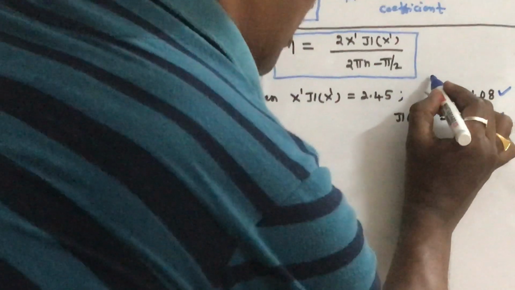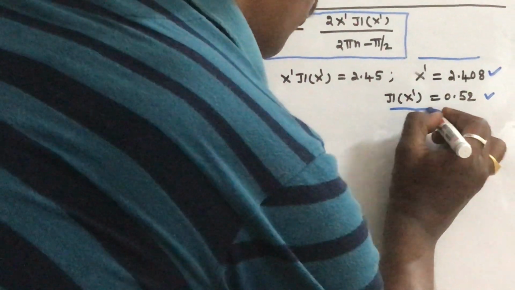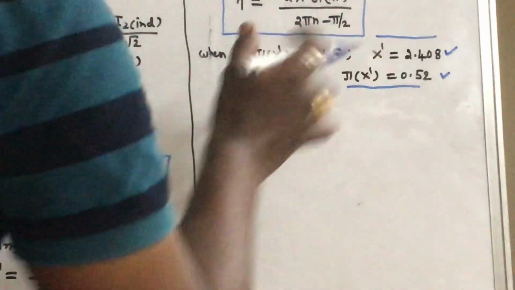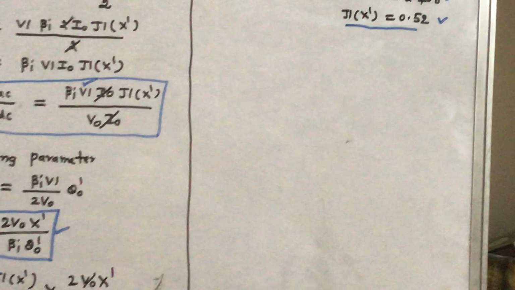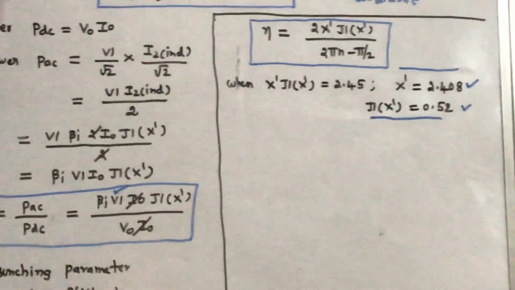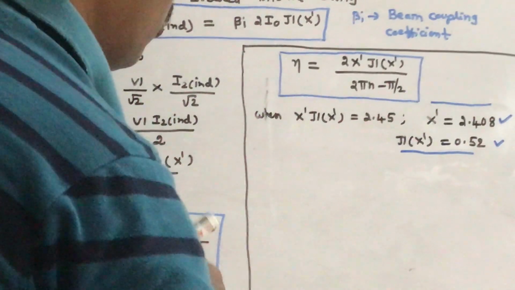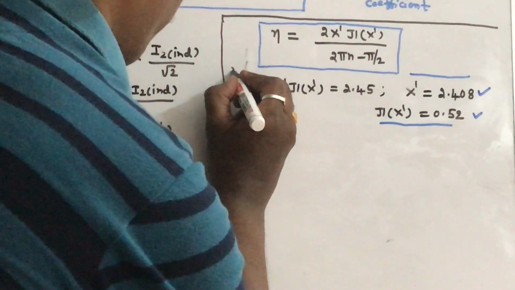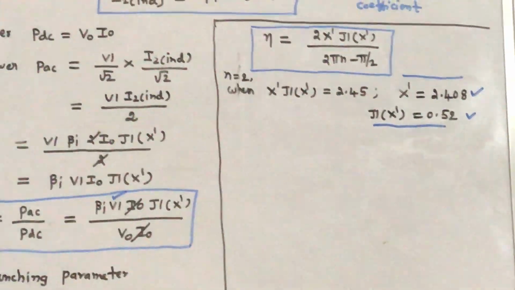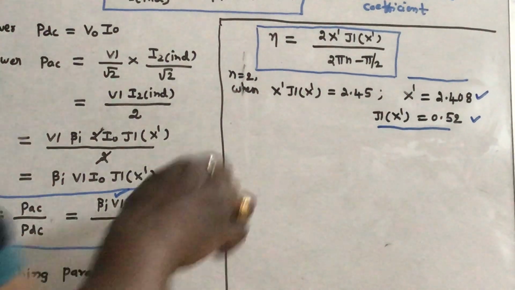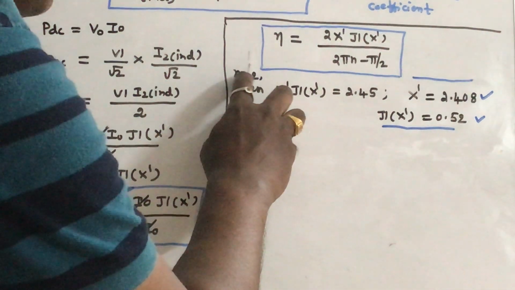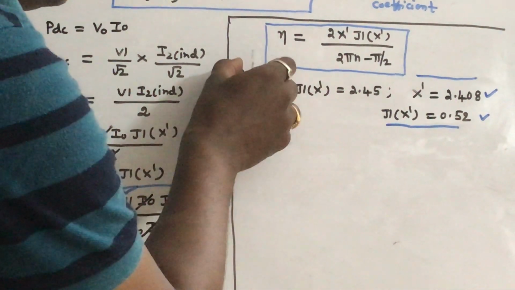So you have to remember these values. At these values only the maximum efficiency of the reflex klystron occurs. So substitute these values. All this comes for n is equal to 2. N is equal to 2 means the 1 3/4 mode, for n is equal to 1/2. In fact, for n is equal to 2 here, which is the dominant mode.